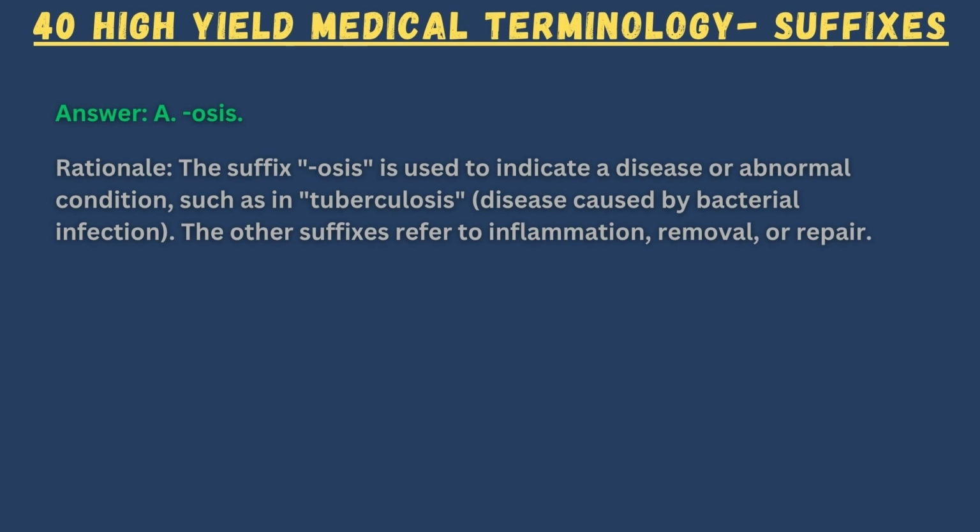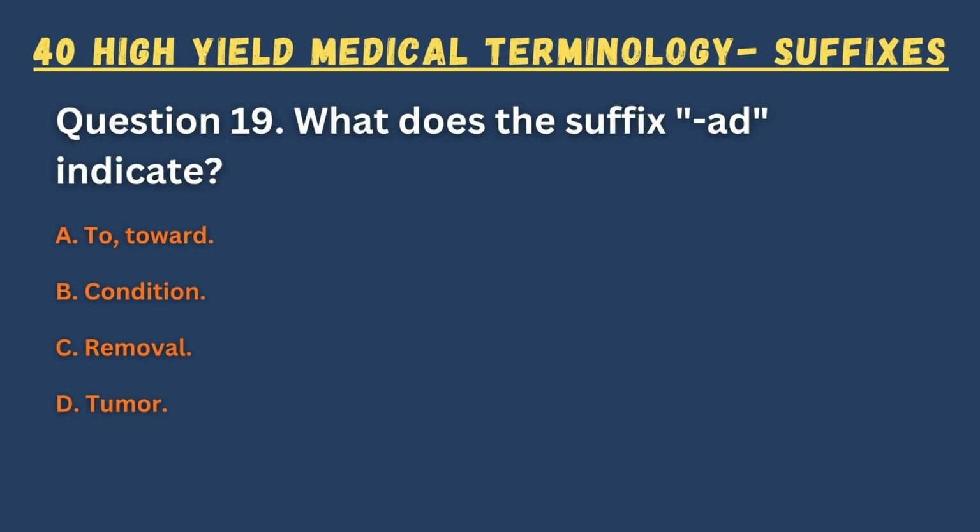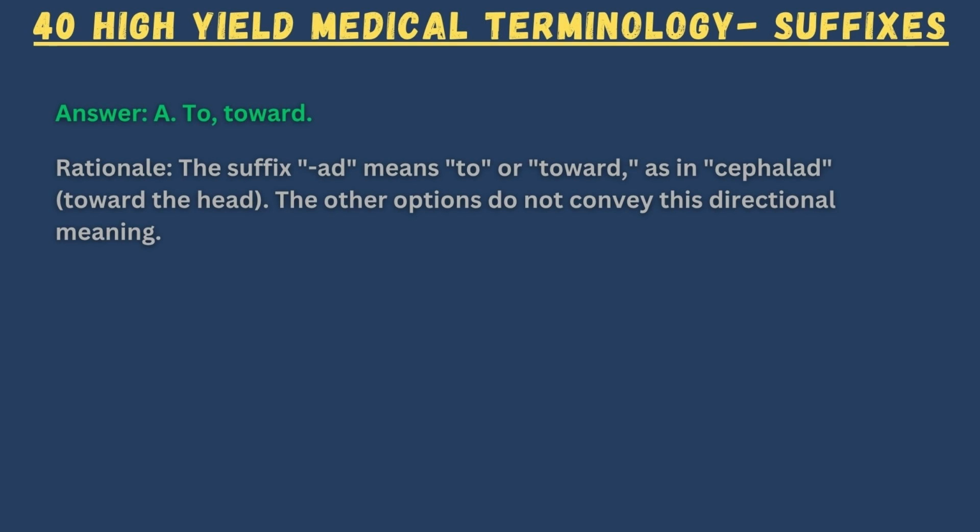Ossis. Rationale: the suffix ossis is used to indicate a disease or abnormal condition, such as in tuberculosis, disease caused by bacterial infection. The other suffixes refer to inflammation, removal, or repair. Question 19. What does the suffix ad indicate? A. Toward. B. Condition. C. Removal. D. Tumor. Answer: A.